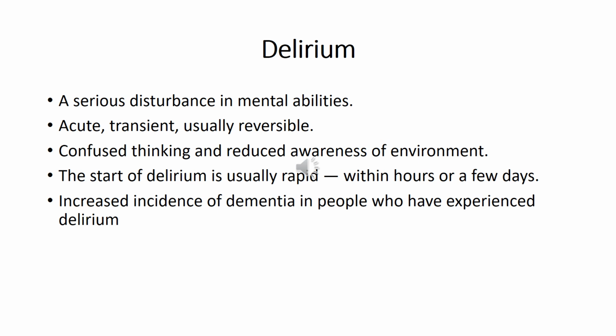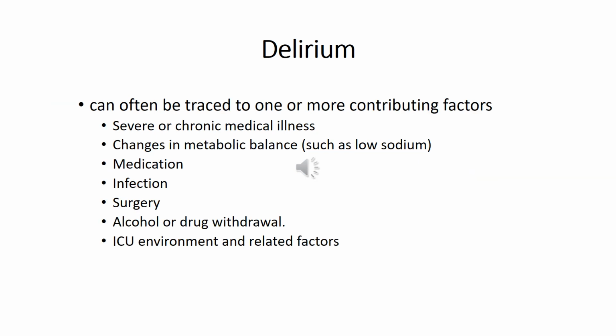As mentioned before, the start of delirium is acute. It usually is rapid. It can happen within hours or a few days. There is an increased incidence of dementia in people who have experienced delirium. Delirium can often be attributed to one or more factors. Such factors are severe or chronic medical illness, changes in metabolic balance, such as low sodium, medication, infection, surgery, alcohol or drug withdrawal, and a change in the environment.